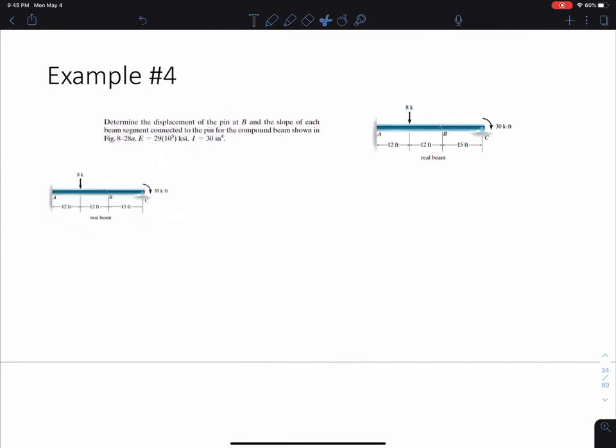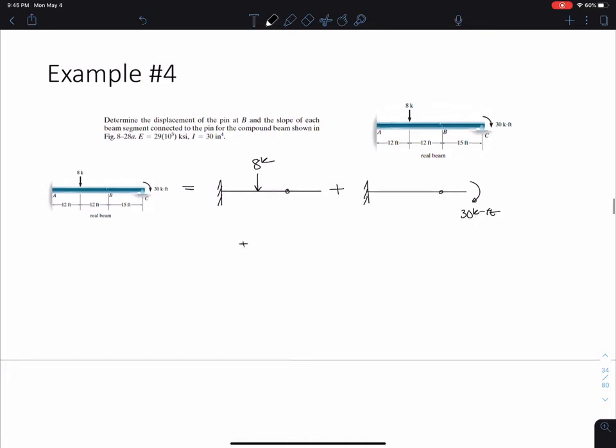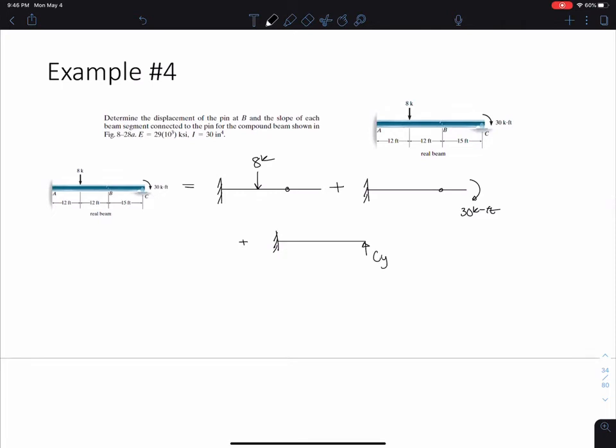Okay, we'll say that this here is equal to just my beam with the 8 kip load, plus my beam with the 30 kip foot moment. And of course, let's not forget this little hinge here. We have a little hinge. Plus my beam with some reaction here, CY.